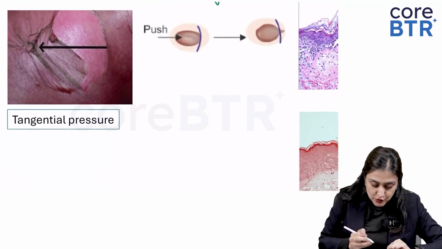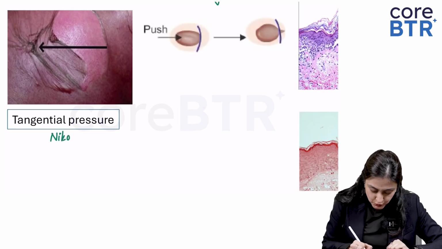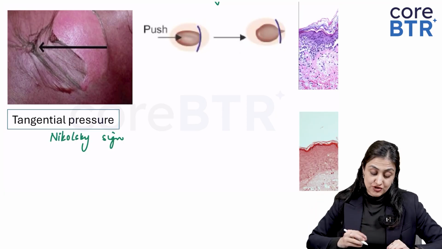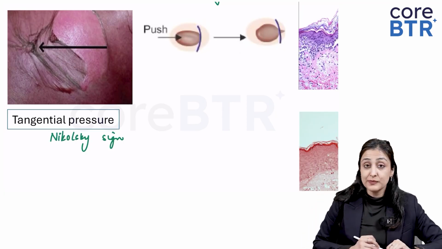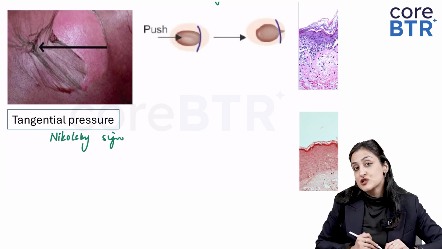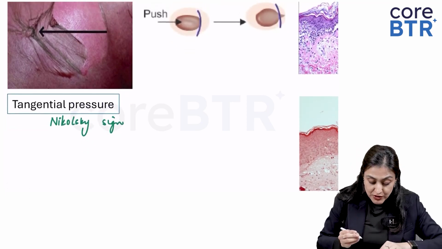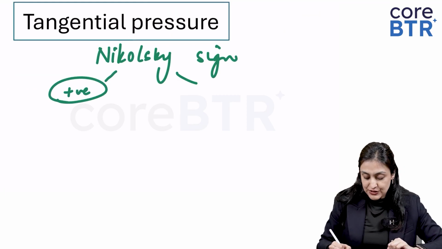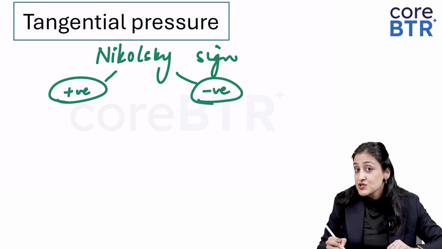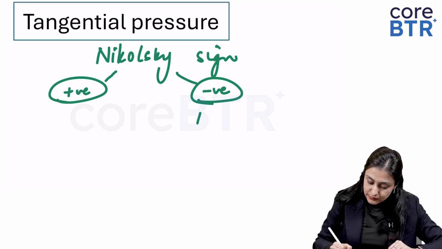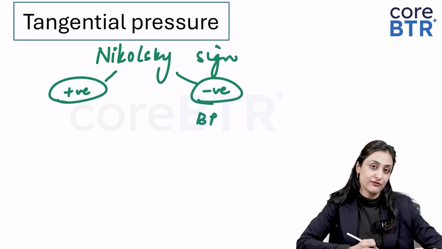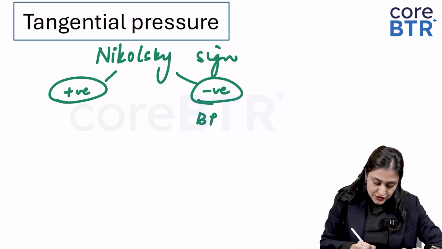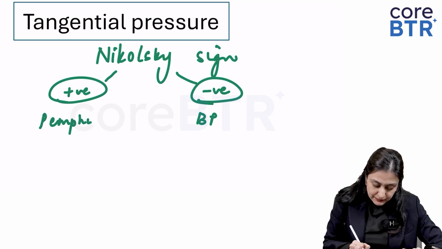So this is what is called a Nikolsky sign. In Nikolsky sign, what we are doing is applying tangential pressure, and we see that the roof is displaced. So this is going to be positive where? Obviously where the lesion is flaccid, right? So rather than remembering where it's positive, what is better? Better is to remember it will be negative in bullous pemphigoid because it's a tense bulla, not easily ruptured, right? So positive, can I say, it would be positive in pemphigus.